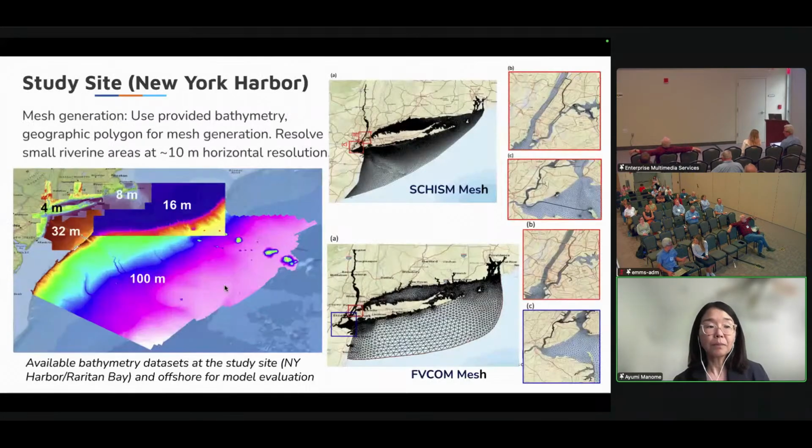This is a study site, New York Harbor. Each tester generated their own mesh. And then on the left, you can see a map of bathymetric data sets. The number on top of each polygon represents the horizontal resolution of each bathymetric data set. And then on the right, you can find example meshes developed by testers. The top one is a SCHISM mesh example, and then the bottom one is an FVCOM mesh example.